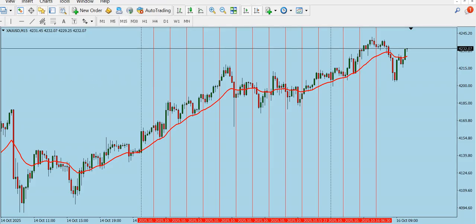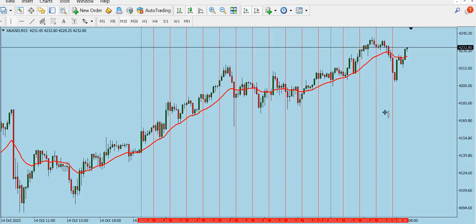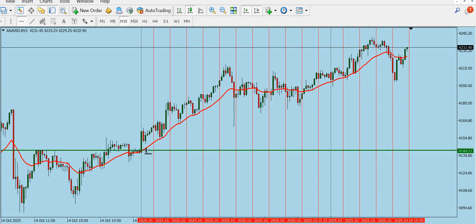The next one will be 6:30 for 15 minutes time frame. The next one will be 8:30. The next one will be 10:30. Okay, so just like how I explained for the 1 minute and the 5 minutes, it's still the same procedure for 15 minutes.